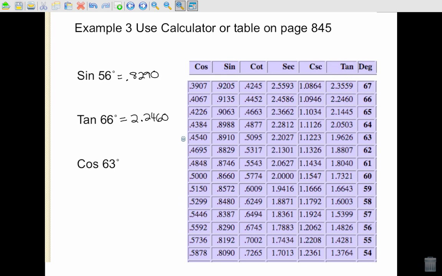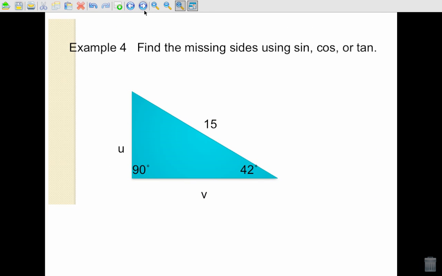And last, we want to look for the cosine of 63. So I find 63 on the table. This time I want cosine, and different books will have it in a different order, so make sure you look at the table headings. And again, you could use your calculator to find this as well. And that's all there is to it. So that gives you the ratios from the table or from the calculator.